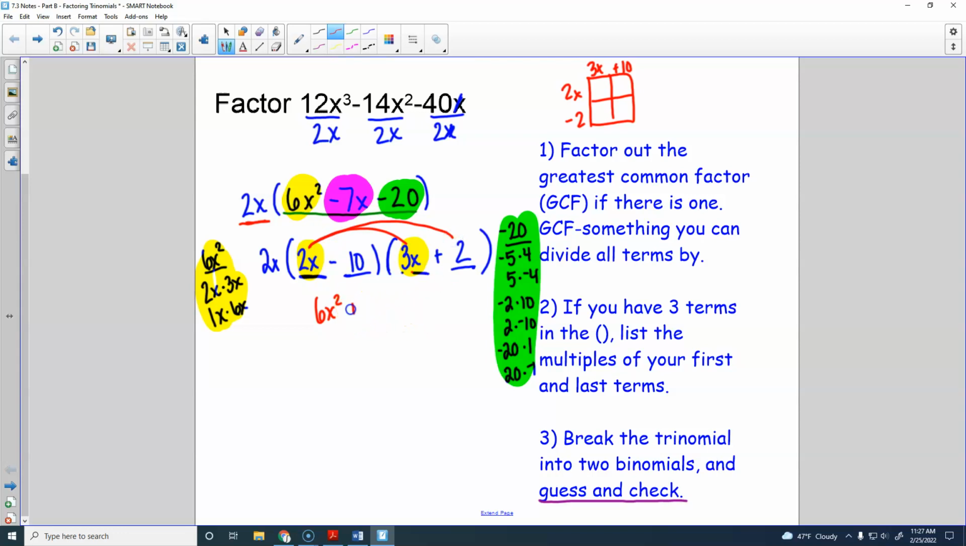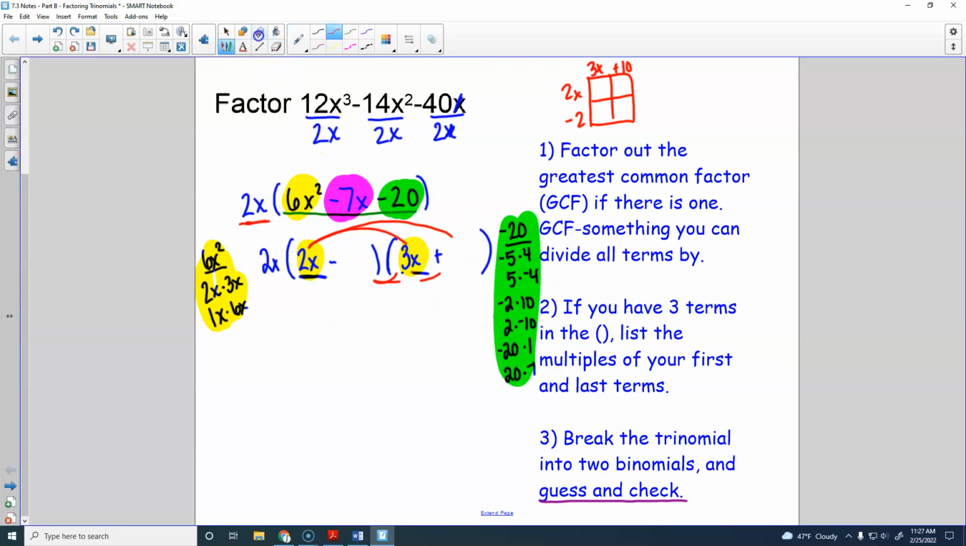We've got positive 4x when we do 2x times 2. We get a negative 30x right here in the middle, and then that minus 20. Does that give me negative 7? No. So that didn't work either. So we're giving up on 2 and 10. Well, actually, I'm not going to mark them out because it might work if we used 1 and 6 possibly. But usually, I'm going to try this over here.